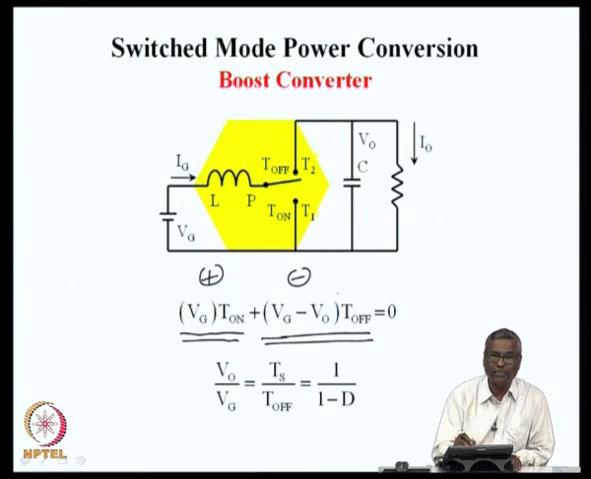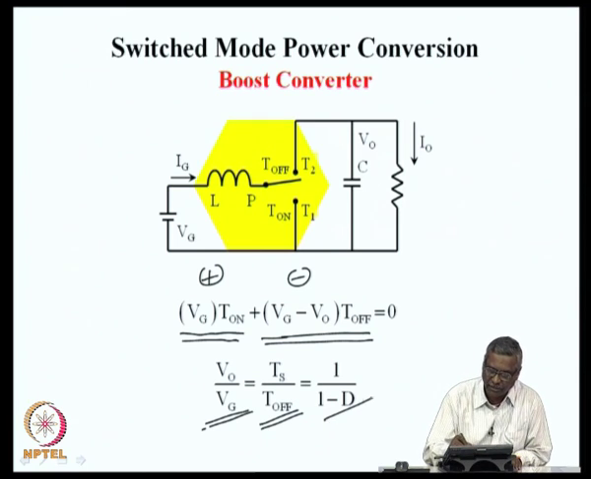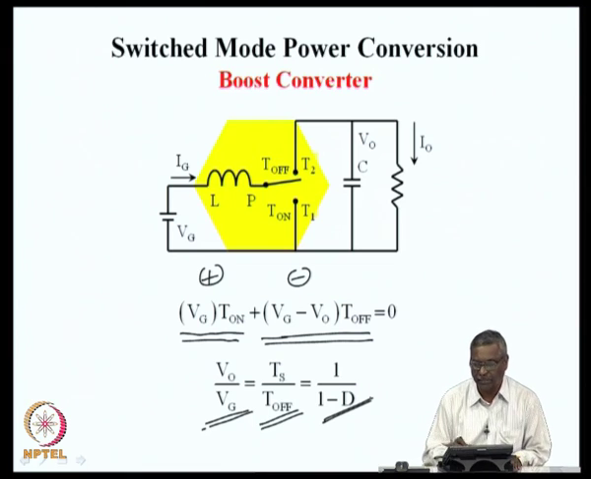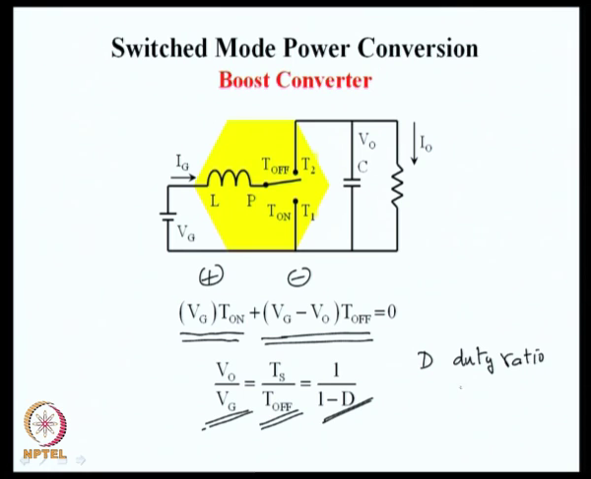So, if we expand this, we will see that the ratio V naught by Vg is the same as the ratio of Ts by T off, that is switching period divided by off period, which can be expressed as 1 by 1 minus d, where d is the duty ratio of the switch, and this duty ratio is T on divided by Ts.